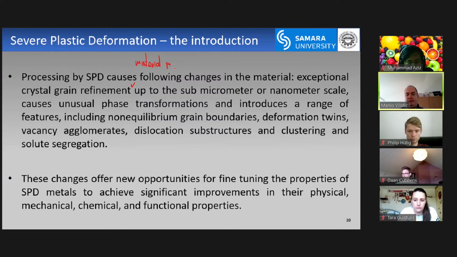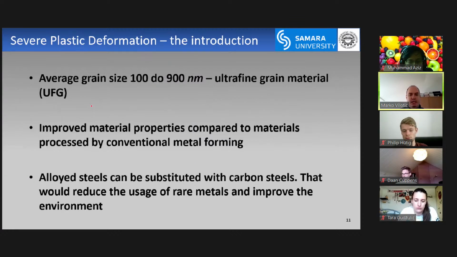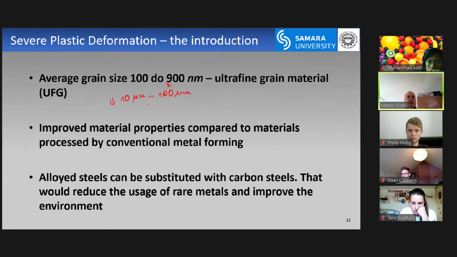So material property is the main goal. It says here that with SPD you can get average grain size, let's say 100 to 900 nanometers, and we call this material ultra fine grain material. Just for your reference, usually for metal forming, the average grain size we encounter is between 10 and 100 microns. Of course, it's always higher and lower than that, but that's usually the average grain size we encounter. We also get improved material properties compared to materials processed by conventional metal forming.